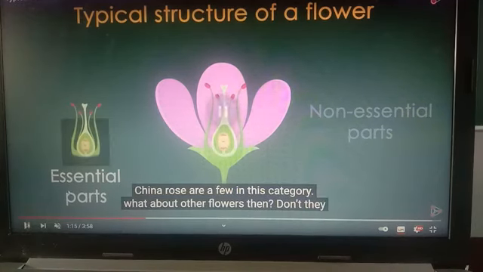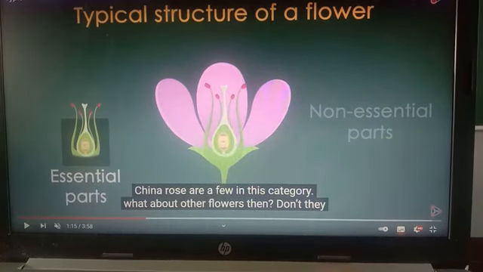Here one more term is there, that is the bisexual flower. A bisexual flower is a flower that bears both male and female reproductive parts in the same flower. Like here in this flower you can see the male part, that is stamen, and the female part, that is pistil. This type of flower, containing both male and female parts, is called a bisexual flower. Whereas if it contains only one part, either male or female, meaning either stamen or pistil, then it is called a unisexual flower.